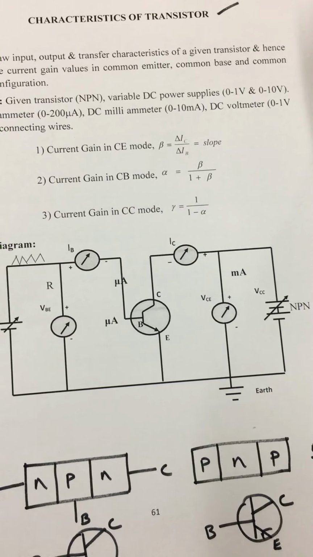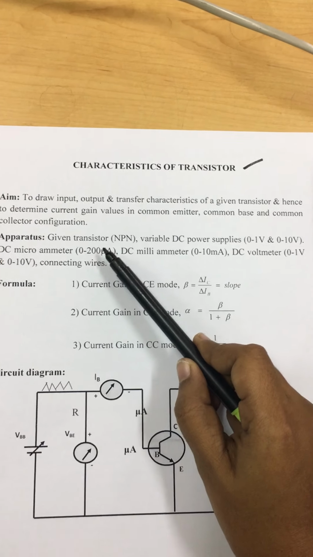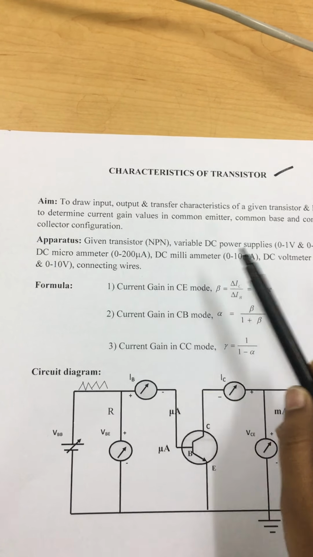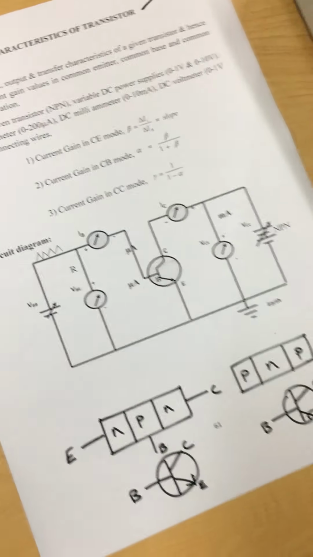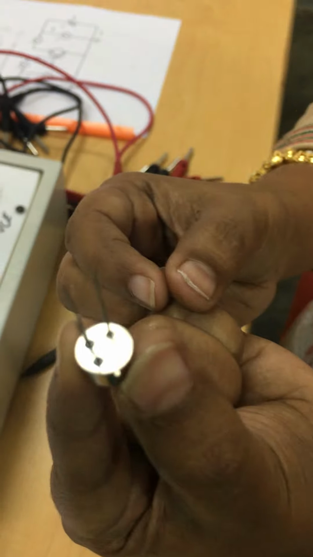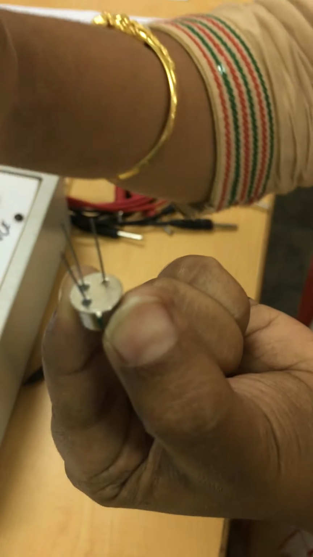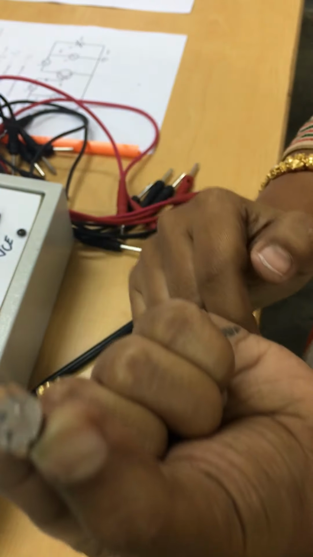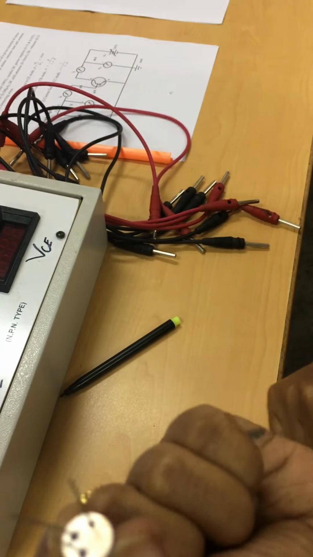What apparatus do we require to perform this experiment? The transistor, the power supplies, an ammeter and also a voltmeter. Let me look at this transistor. If you observe closely, you can see a notch here. From this notch, we take this as the emitter, this is the base and this is the collector. So from the notch, it is emitter, base and collector.